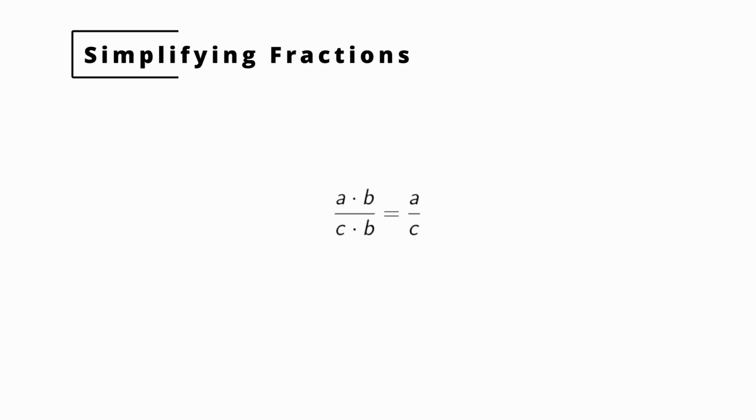In this video, we're going to learn how to simplify fractions. Now, simplifying fractions relies on the cancellation property of division. If I have a times b divided by c times b, I can actually cancel out this common factor that's in both the numerator and the denominator. So a times b over c times b will be equal to a over c.